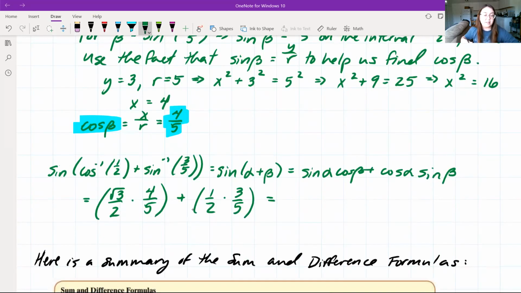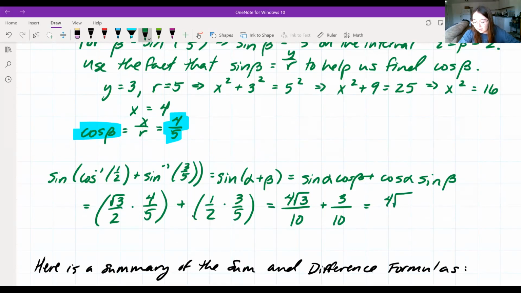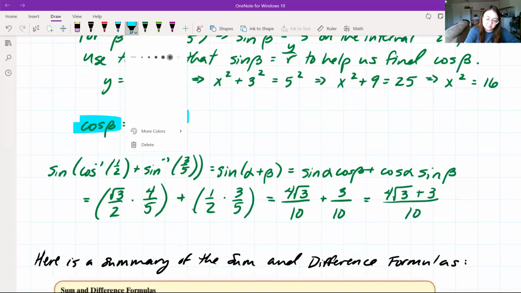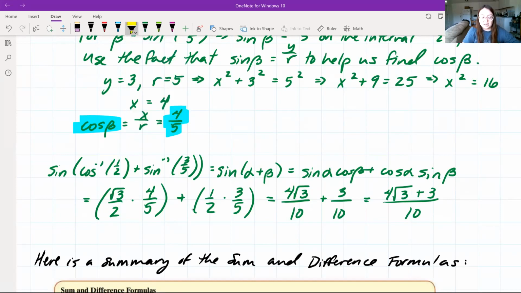And now we just want to multiply these values together to simplify. So 4 times the square root of 3 is going to give us 4 square root of 3 divided by 2 times 5, which is 10. Then 1 times 3 is 3 divided by 2 times 5, which is 10. And this gives us our final answer. We're just combining our numerators in this case. 4 square root 3 plus 3, all divided by 10. And that would be our final answer for sine of cosine inverse of 1/2 plus sine inverse of 3/5. 4 square root 3 plus 3, all divided by 10.